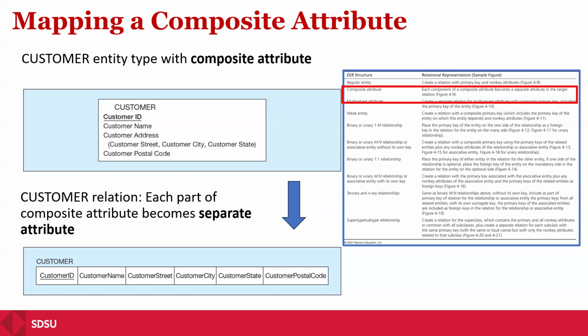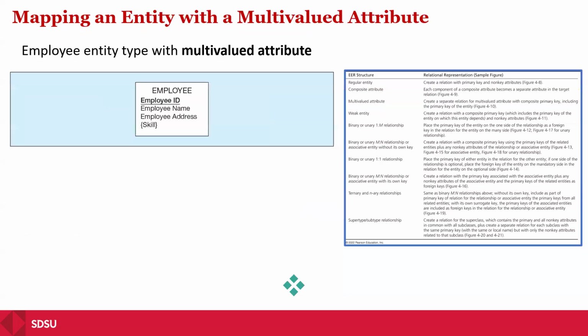So that would be a logical design for customer relations with a composite attribute. Now we have employee relation with multi-valued attribute. For multi-valued attribute, we need to create a separate relation for multi-valued attribute with composite primary key, including the primary key of the entity. So what is a composite primary key?